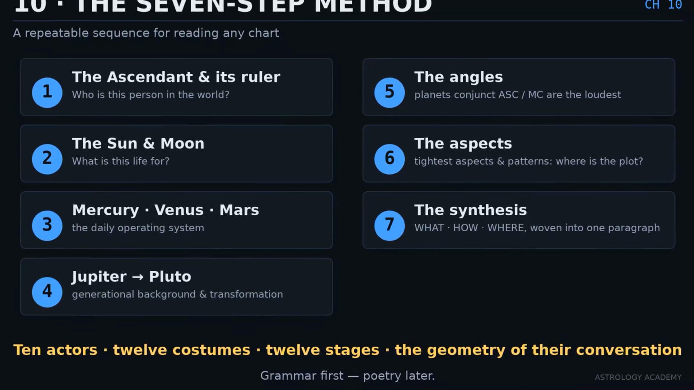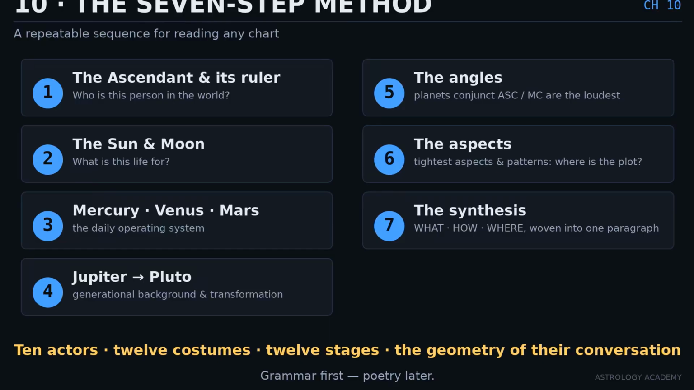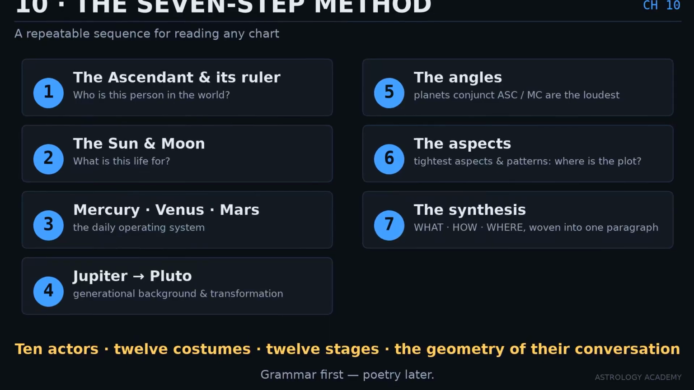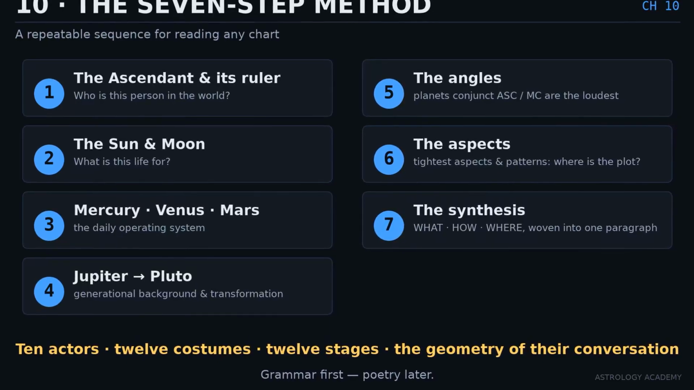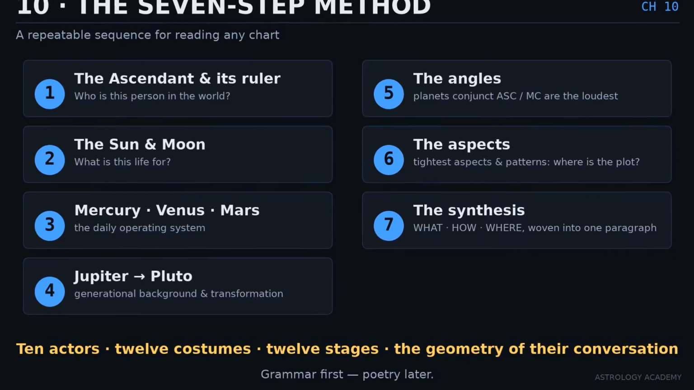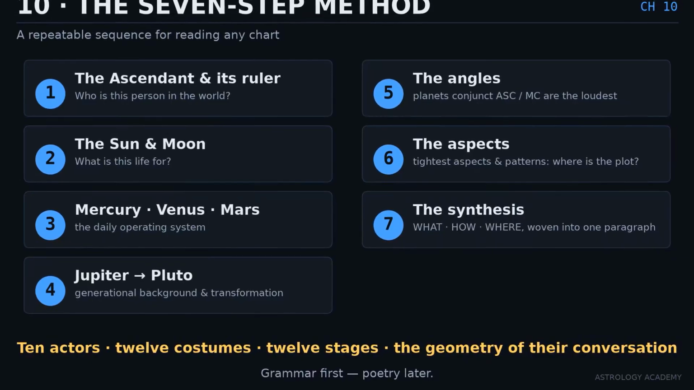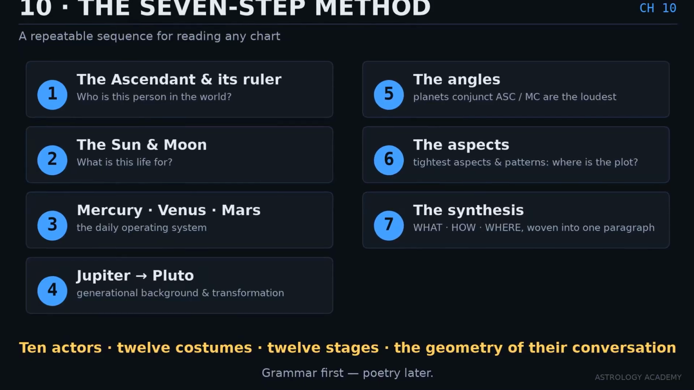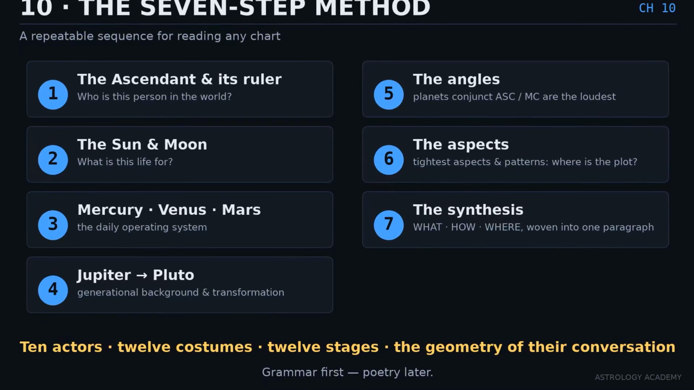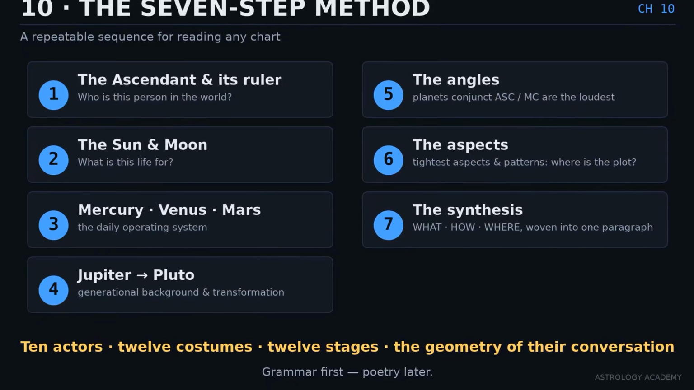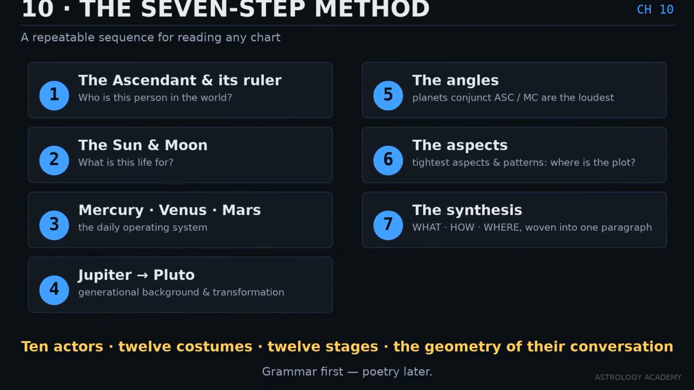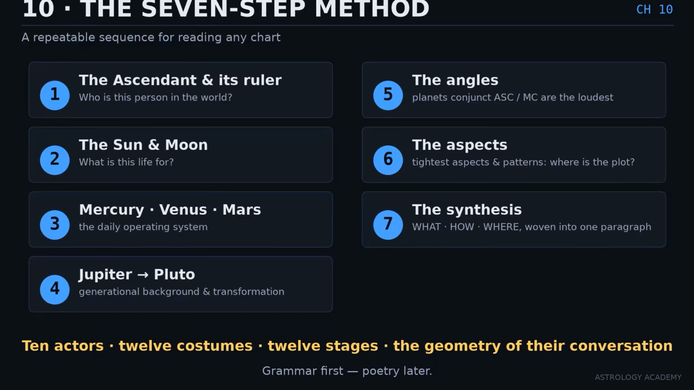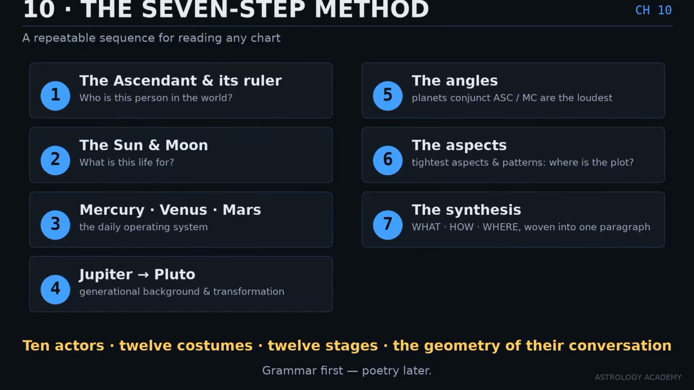Step 5. The angles. Check whether any planet is conjunct the ascendant or midheaven. Those are the loudest voices. Step 6. The aspects. Find the tightest aspects and any patterns, T-squares, grand trines, stellums. Where is the plot? Step 7. The synthesis. Answer the 3 questions for each key planet. What, how, where? Then weave them into one paragraph.